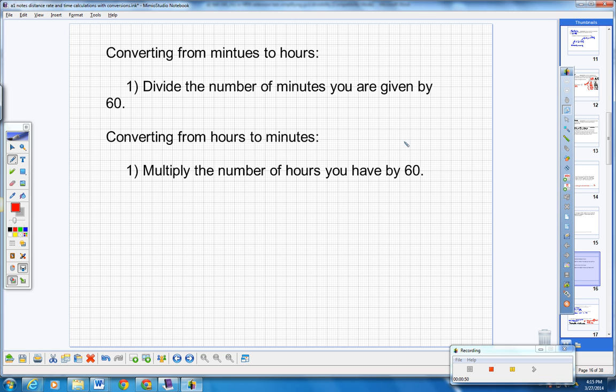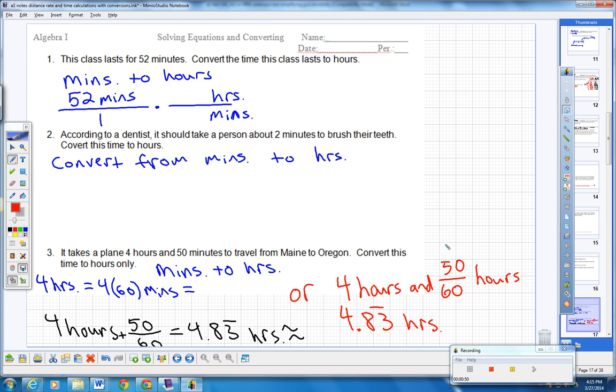The people who find it difficult to remember, I'm going to go ahead and point you to my way of doing it here. You start with your given, 52 minutes over 1. You're going to multiply. What do you want to cancel? You want to cancel the minutes. So write minutes in the denominator of the next factor. What do you want to convert minutes to? Minutes to hours. Do you know how many minutes are in an hour? Well, I should hope that you would know how many minutes are in an hour. There are 60 in 1 hour.